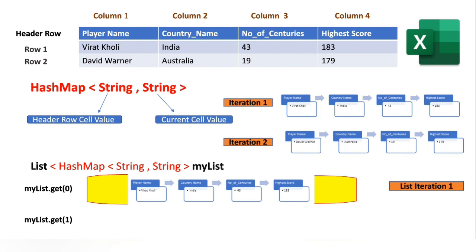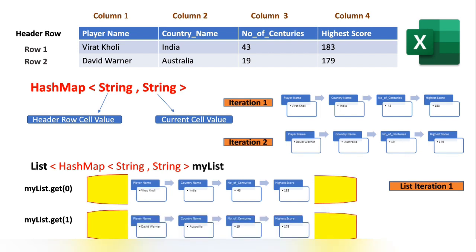In the second iteration I will have the second set in the list, which is the second row of player data. That will be my second iteration. This list will continue till the end of the records. If my records have 10 rows, then the list will continue up to 10 records. This is how we will be achieving it: we will store the Excel data into a HashMap, then into a list.